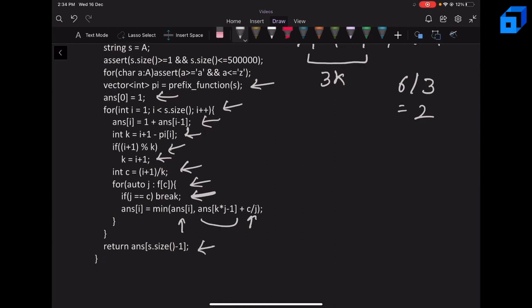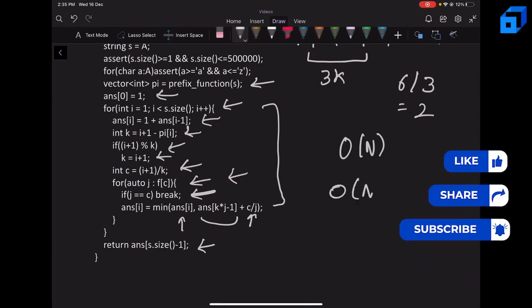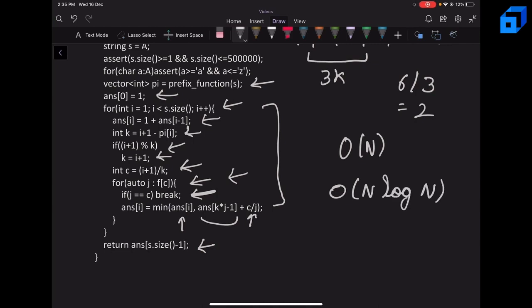So now let's think about the time complexity of this operation. So the prefix function can actually be found in O of n. Now, for each index, we iterate over the divisors, but that will be at most O of n log n. And the space complexity is O of n.